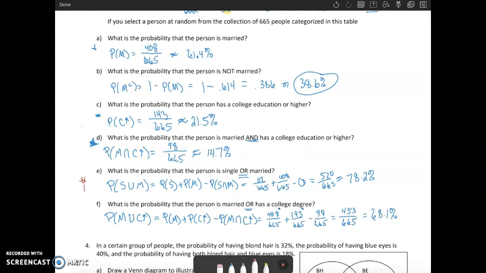So notice that it does matter. This was mutually exclusive. This was not mutually exclusive. And that changed the probabilities, but there's no harm in starting off with that formula, and then subtracting 0, so be it. No harm done.